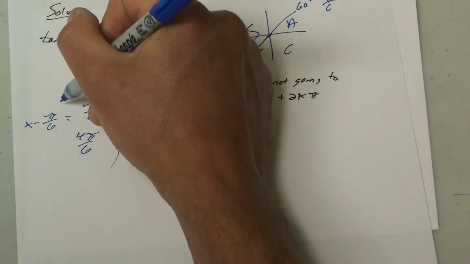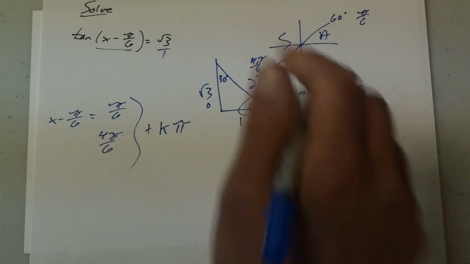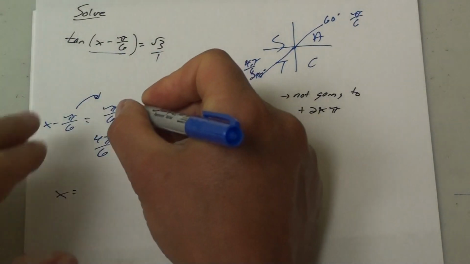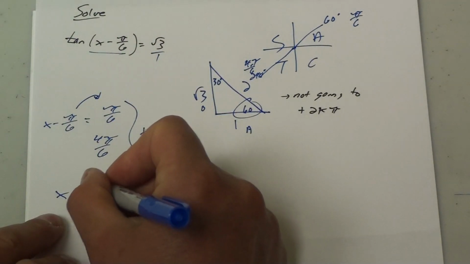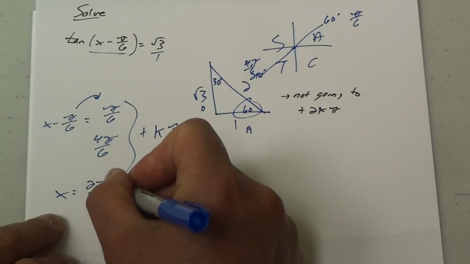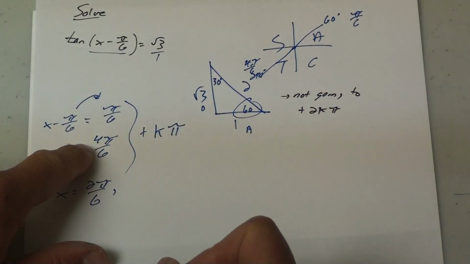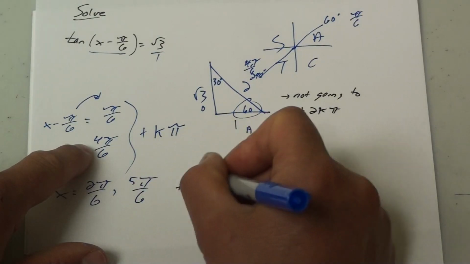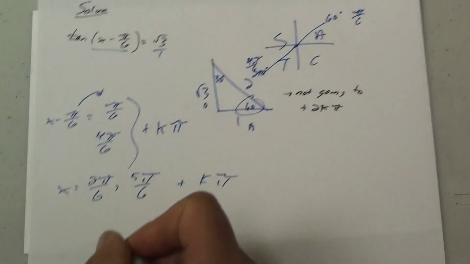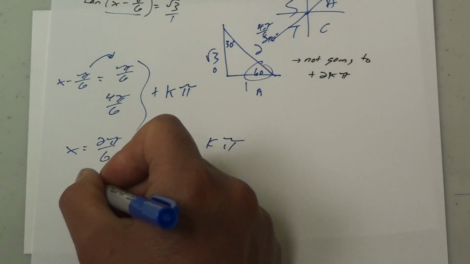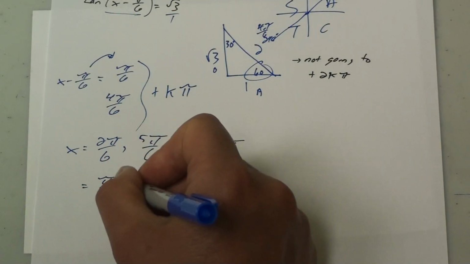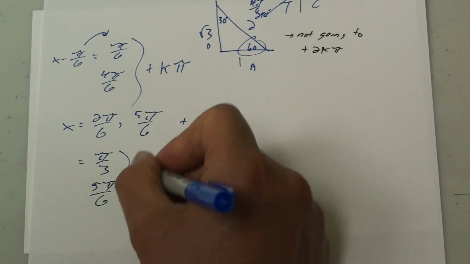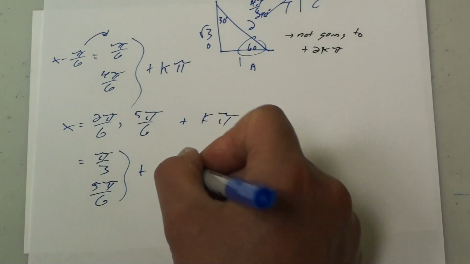So I need to move this minus pi over 6 over to the other side and turn it to plus pi over 6. So I'm going to have x equals pi over 6 plus pi over 6, which gives me 2 pi over 6. Add on a pi over 6, that's going to give me 5 pi over 6 plus k pi. And just reducing, it's going to equal pi over 3, 5 pi over 6 plus k pi.